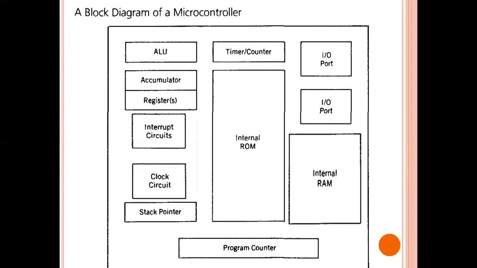Second one is IO ports. Using these ports, we can connect external devices to the microcontroller. For example, we can connect keyboards, LCDs, motors, buzzers, sensors, etc. Third part is timers or counters. Using timers, we can produce delays. What is the use of delay?